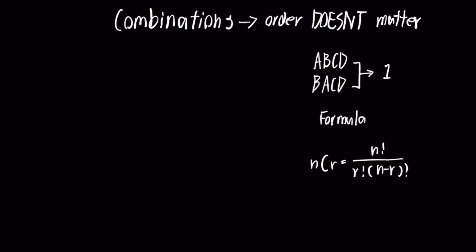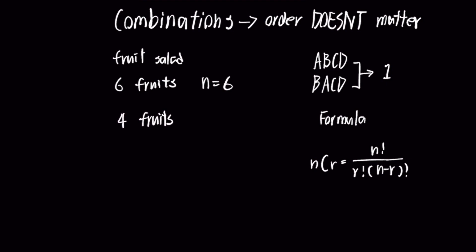Now let's do a different example for combinations. Let's say that we're having a fruit salad. So we have 6 fruits to choose from. So n equals 6. And let's say that we only want 4 fruits in the salad. So r equals 4. So we're going to do 6C4, which equals 15. So we have 15 possible combinations of these fruits.